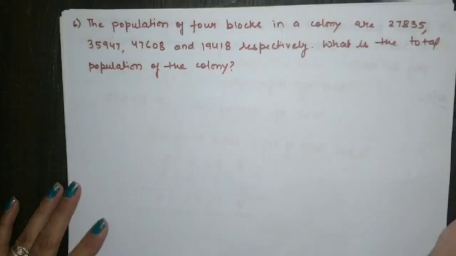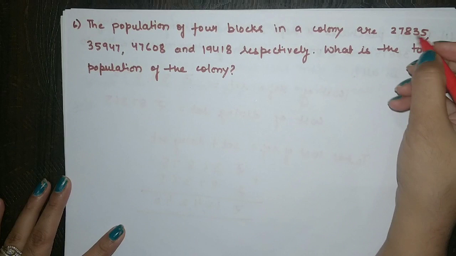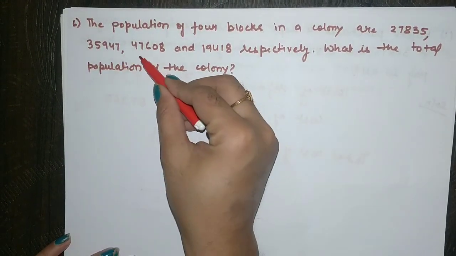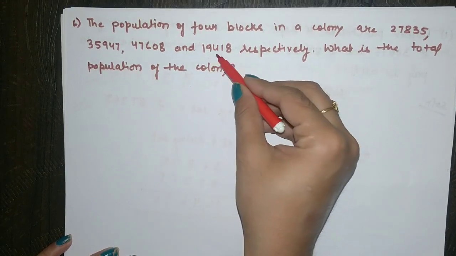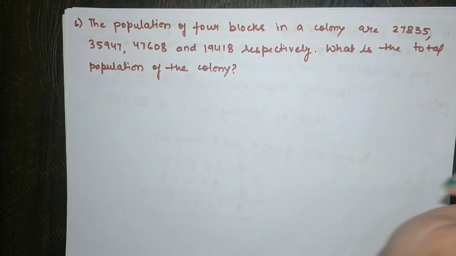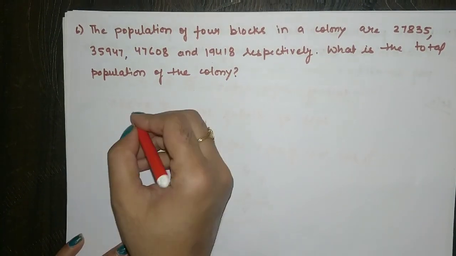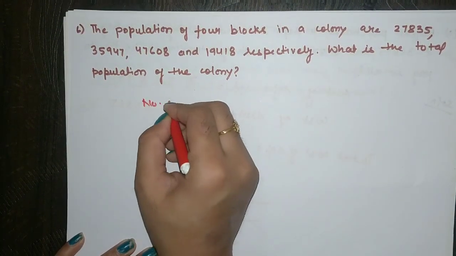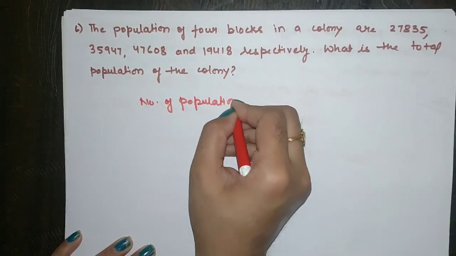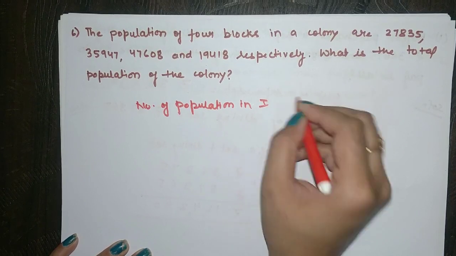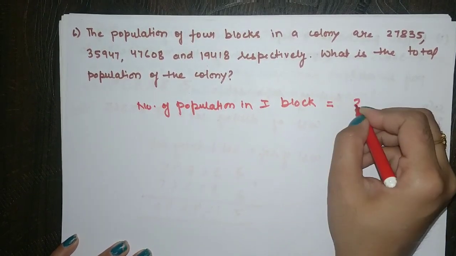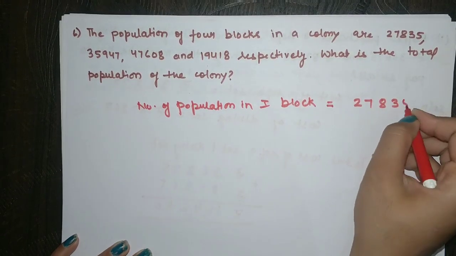The population of 4 blocks in a colony are 27,835, 35,947, 47,608 and 19,418 respectively. What is the total population of the colony? How will we write? Number of population in the first block, you can say first block, 27,835.